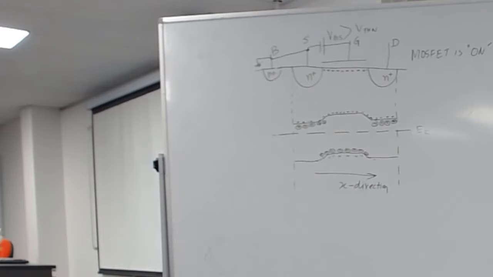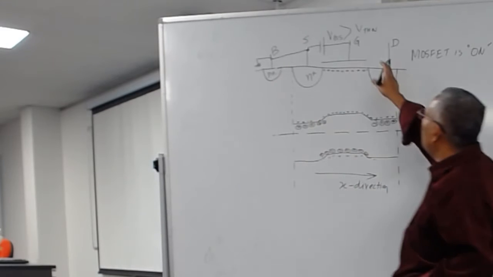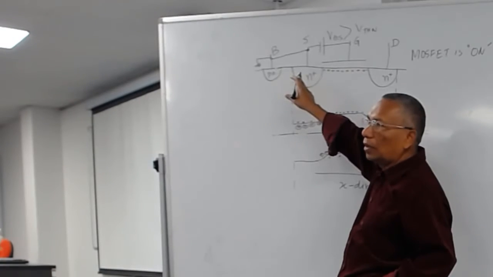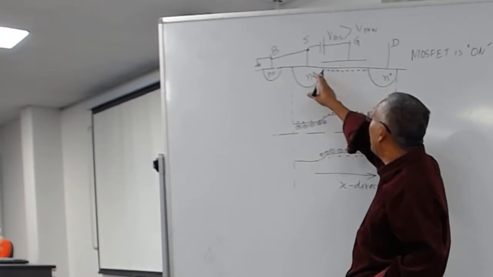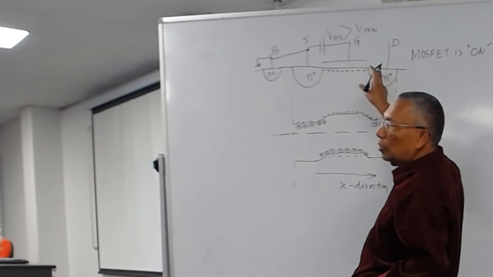So the channel is on, and then I am going to apply voltage between the drain and the source. Which voltage will be higher and which will be lower? Which voltage will be higher, drain or source, to make the current flow? This is higher. We want to flow the current this way, flow the electrons this way. So this is higher.